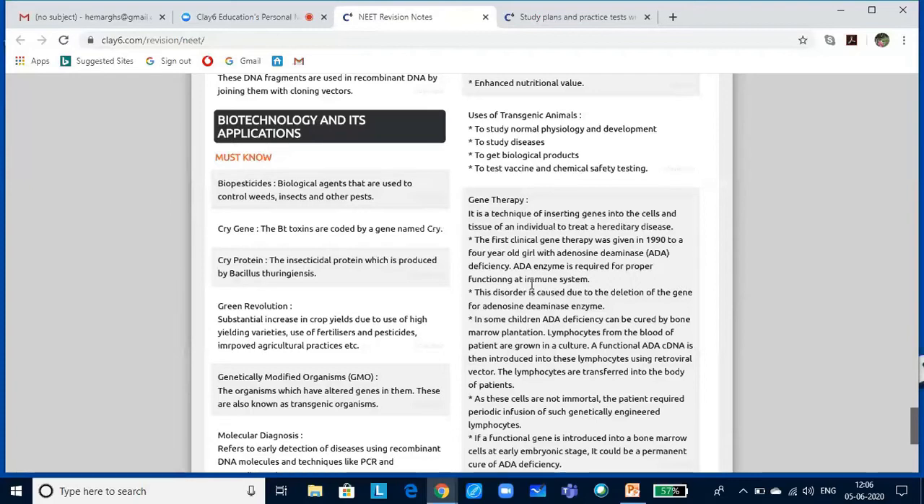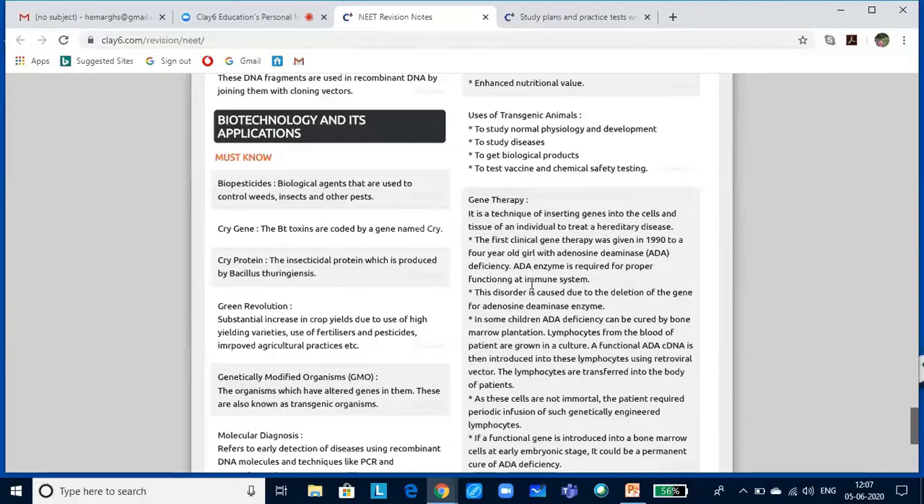This enzyme is required for the breakdown of deoxyadenosine into uric acid. In the absence of ADA, toxic deoxyadenosine accumulates and destroys the infection-fighting immune cells called T cells and B cells. This disorder is caused due to the deletion of the gene for adenosine deaminase on chromosome 20. The treatment was by bone marrow transplantation, or enzyme replacement therapy involving repeated injections of the ADA enzyme.